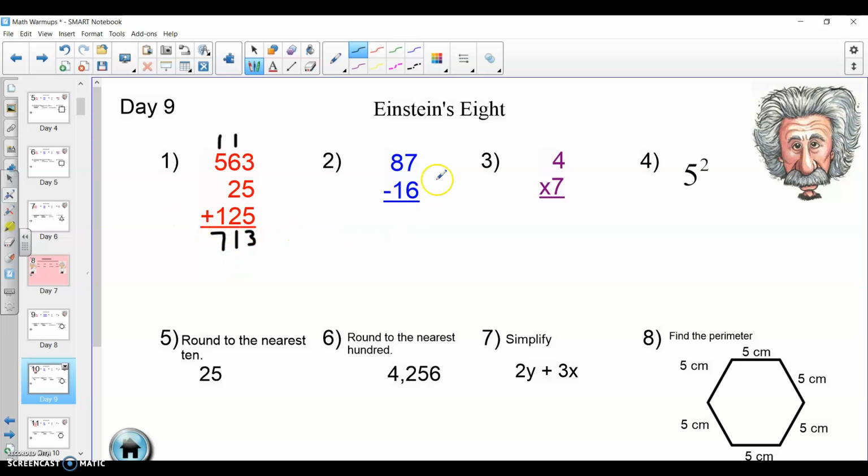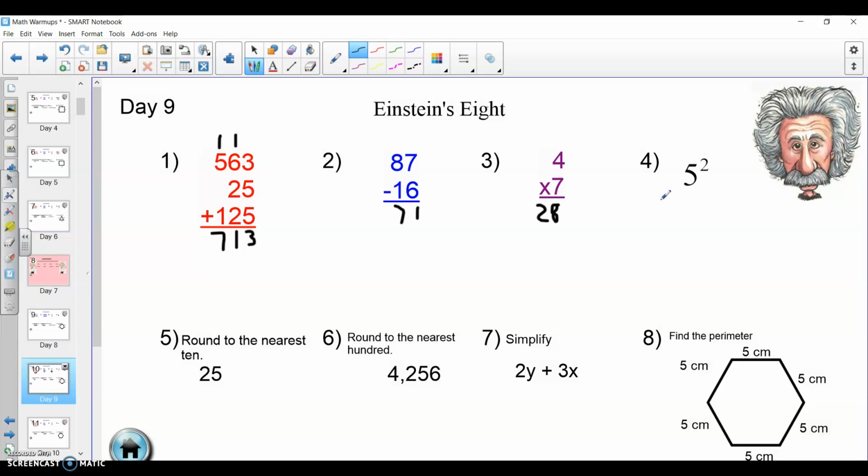In number 2, we start subtraction up in the upper right-hand corner. 7 minus 6. 8 minus 1. That was pretty easy. Raise your hand on that one. 7 times 4. And number 4, 5 squared.